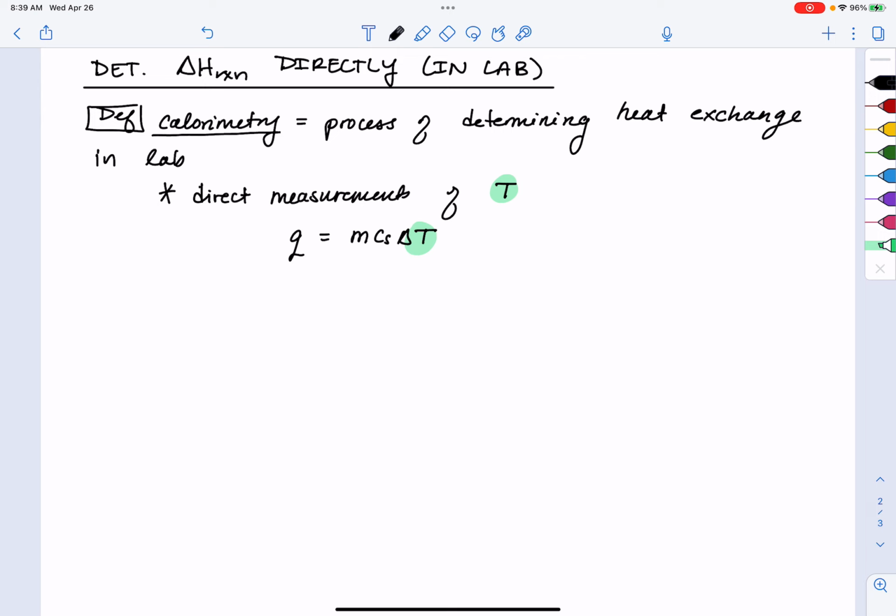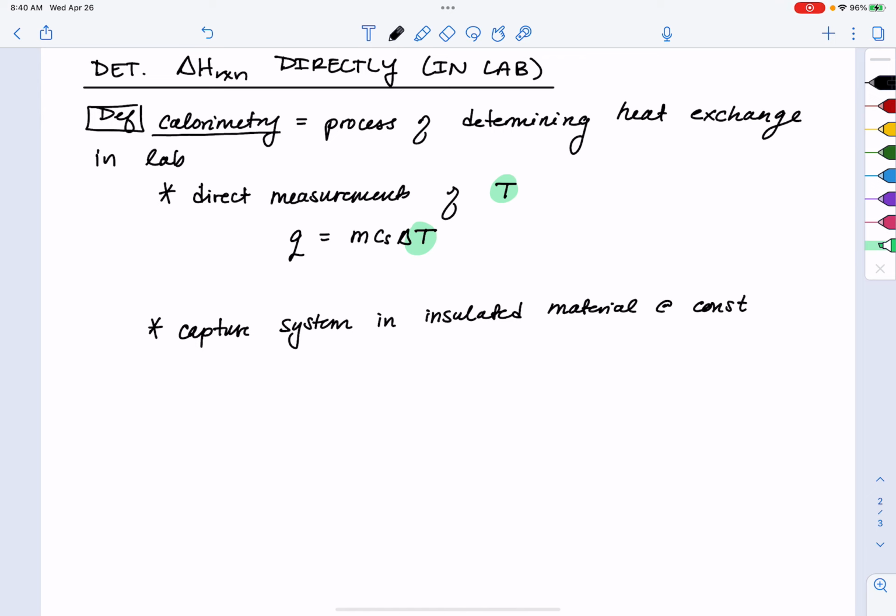So the main idea about calorimetry is that we capture some kind of system that is going to involve some delta T in an insulated material, not at constant volume, just at constant pressure. There is a system of calorimetry where we can look at fixed volume calorimetry.